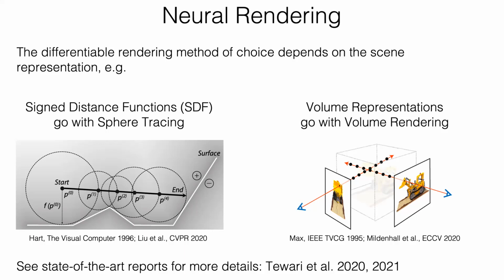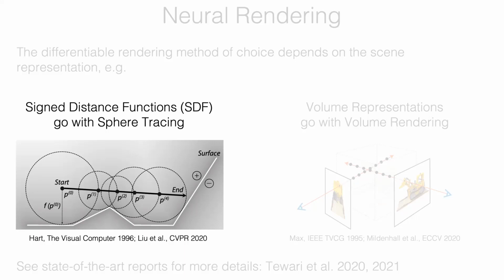If you have a neural volume representation, you probably want to go with volume rendering. This was also explored in the computer graphics community a long time ago. Nelson Max published a seminal paper in 1995, and these same techniques are now used in NeRF and many other approaches. You can find a state-of-the-art report with a lot of details on these different types of rendering techniques by Ayush Tewari. I think the very recent one that went on arXiv in 2021 and was just recently published as part of Eurographics 2022 is a comprehensive review of these rendering techniques.